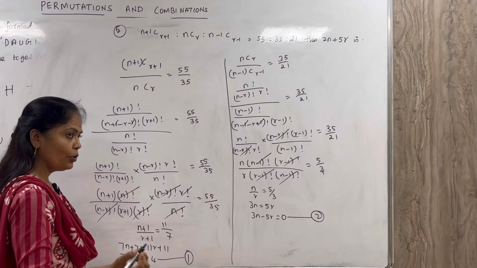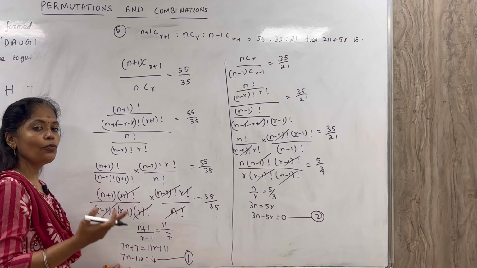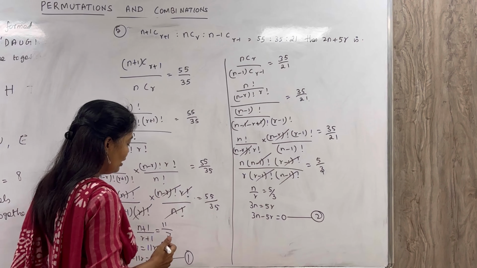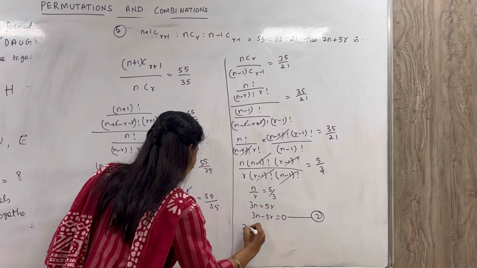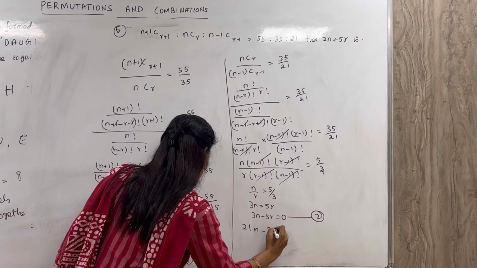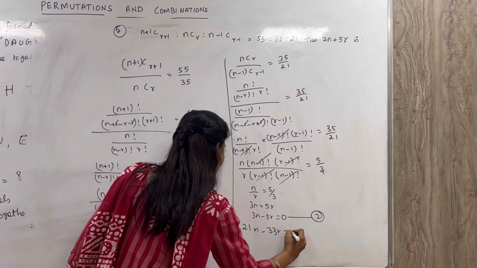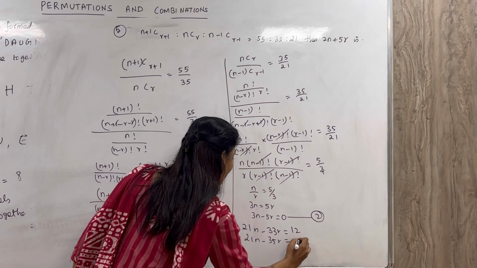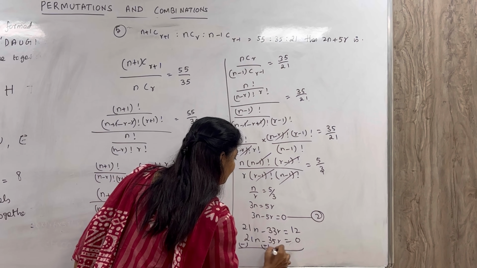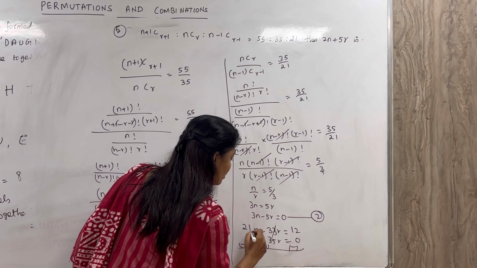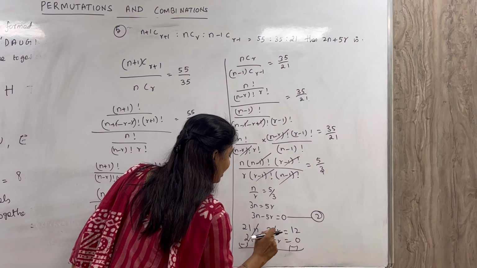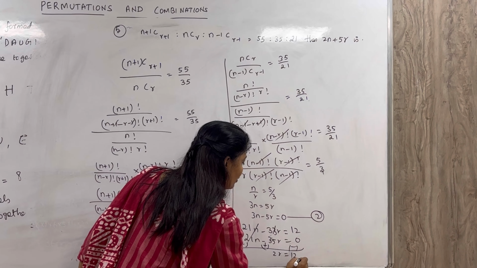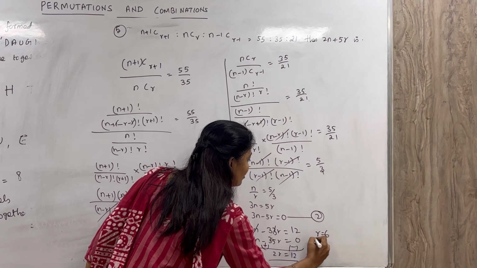Solve these two equations. To solve simultaneous equations you can use either the elimination or the substitution method. I am going to use the elimination method. Equation 1 I multiply by 3, so 21n minus 33r is equal to 12, and multiplying the second by 7, 21n minus 35r is equal to 0. Subtracting, 21n cancels, and 2r is equal to 12, so r is equal to 6.